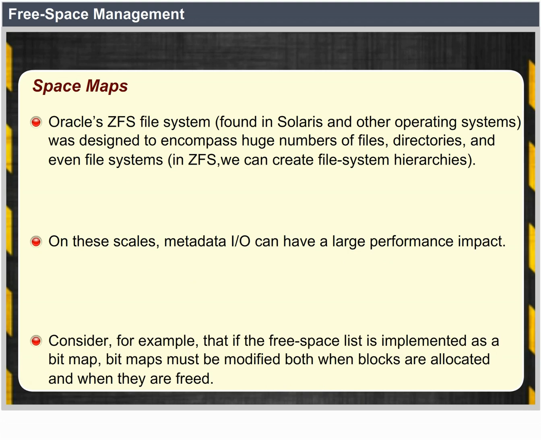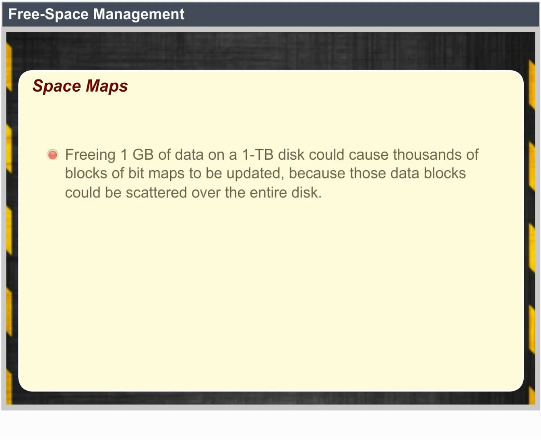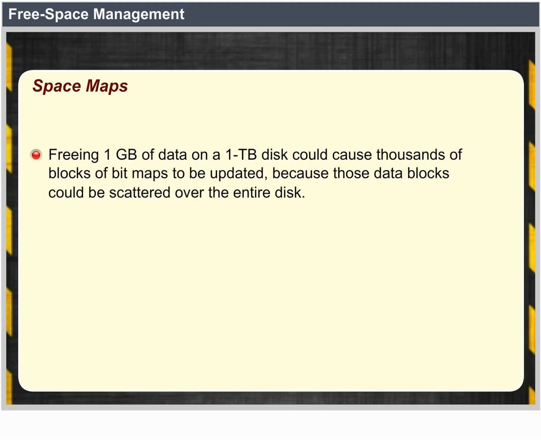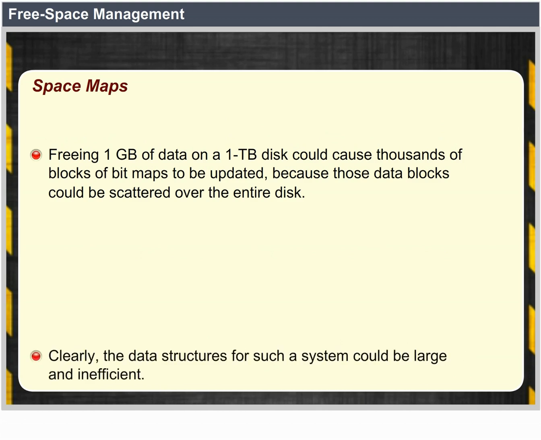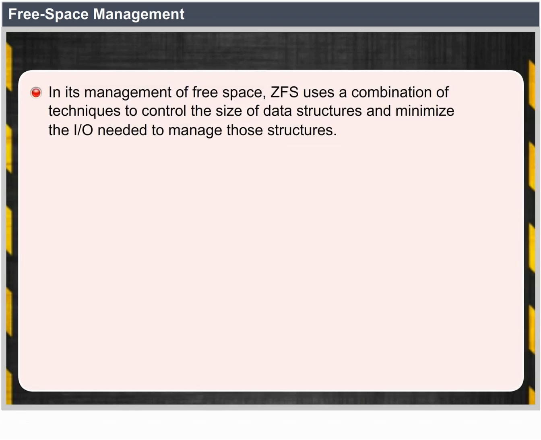Freeing 1 GB of data on a 1 TB disk could cause thousands of blocks of bitmaps to be updated because those data blocks could be scattered over the entire disk. Clearly, the data structures for such a system could be large and inefficient. In its management of free space, ZFS uses a combination of techniques to control the size of data structures and minimize the input-output needed to manage those structures.